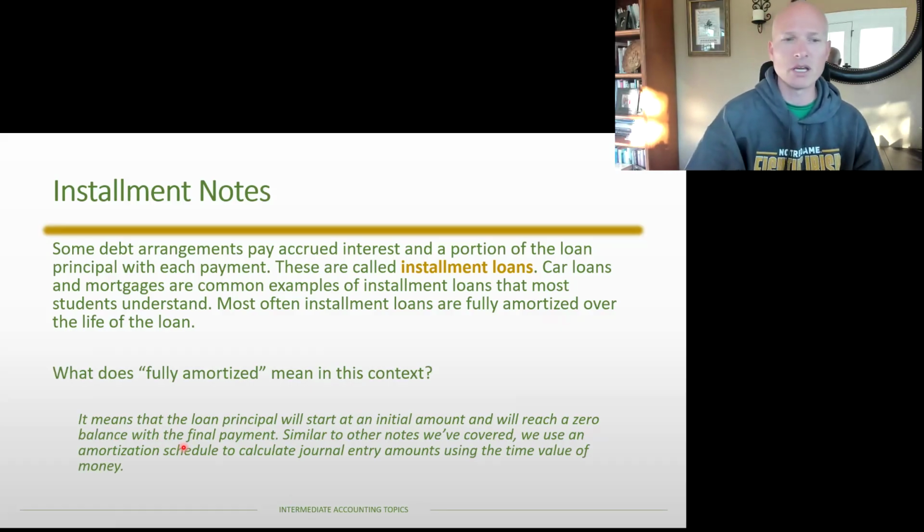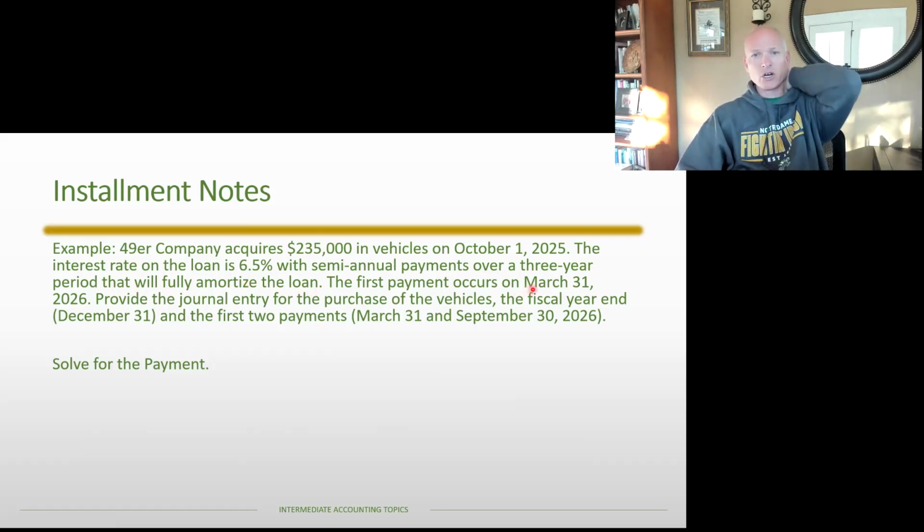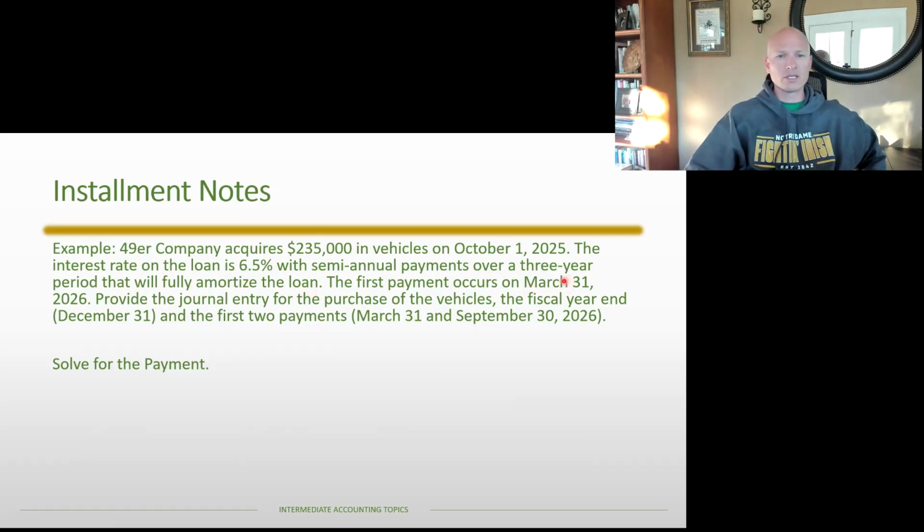We'll walk through an example and hopefully that will help you out. So we acquire some vehicles for 235,000. The interest rate on the loan is 6.5% with semi-annual payments over a 3-year period, and it's a fully amortized loan. The first payment occurs March 31st, 2026, which is 6 months later. Provide the journal entry for the purchase of the vehicles, the fiscal year end, and the first two payments.